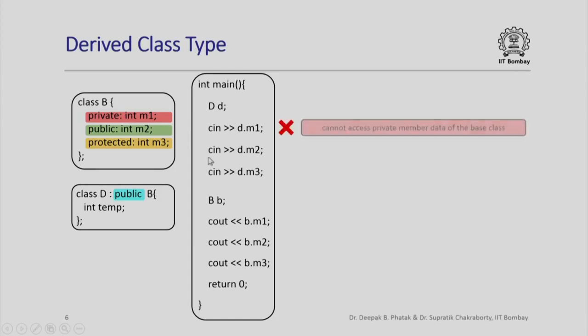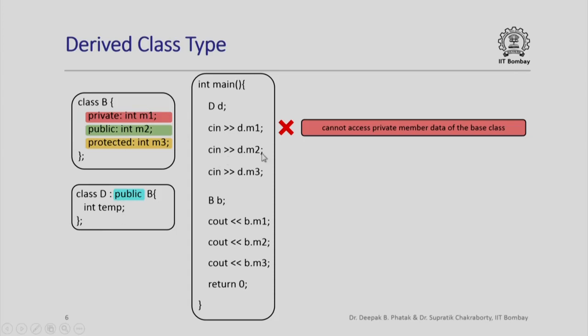Now it turns out that because M1 is a private member of the class B, the derived class D cannot access that member directly. So I cannot write D.M1 over here. I cannot access a private data member of the base class from the derived class. So this statement is going to give you a compilation error, and the compilation error will state that we are trying to access a private member of a base class from a derived class.